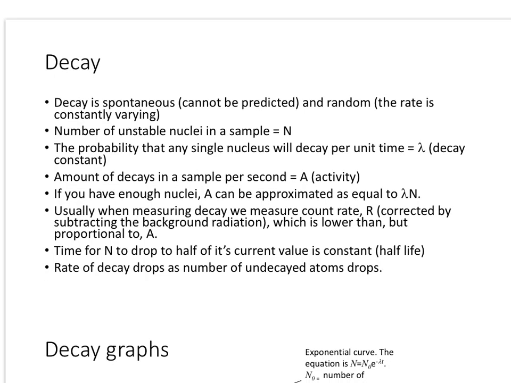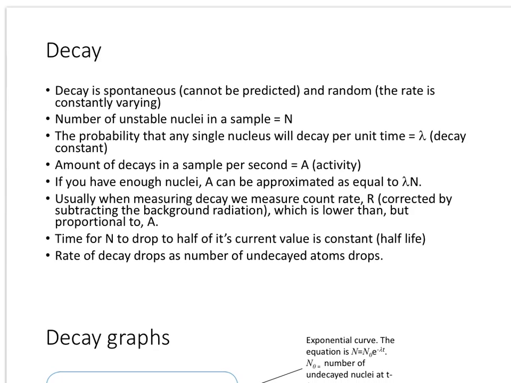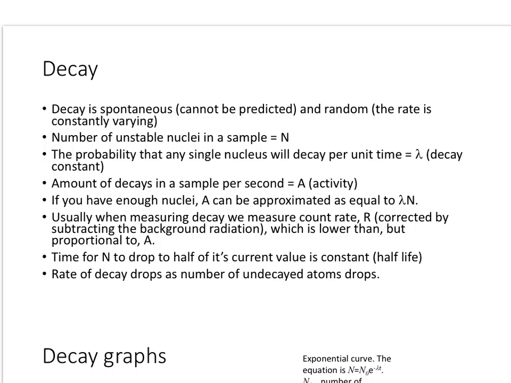The number of unstable nuclei in a sample is N. The probability that a single nucleus will decay per unit time is the decay constant, lambda. The number of decays in a sample per second is the activity, A. If you have enough nuclei, A can be approximated as equal to lambda N. When measuring decay, we measure the count rate, R, which is calculated by subtracting the background radiation. It is lower than but proportional to A.